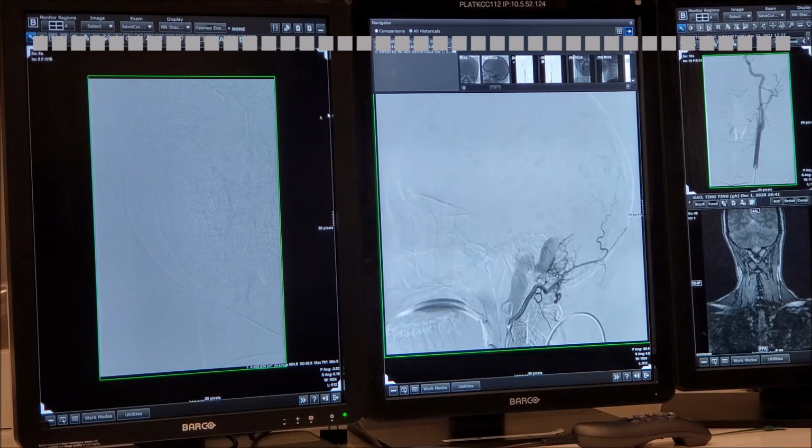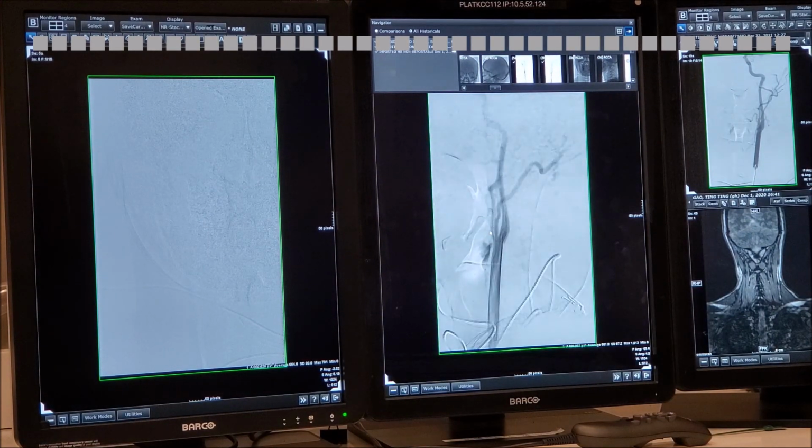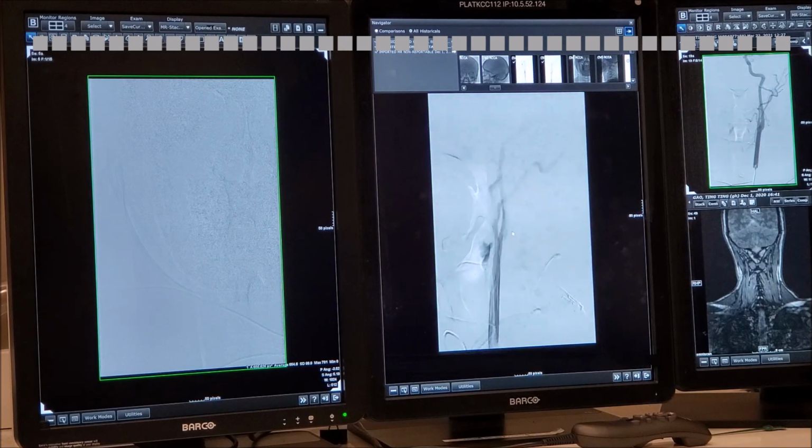I think we also did a 3D reconstruction from the right common. No, but you know, here is that posterior auricular branch. Here is the occipital branch. I'm looking for the ascending pharyngeal artery. Okay, no, this is not it. This is just a flow problem, right? Just the way the contrast is coming.